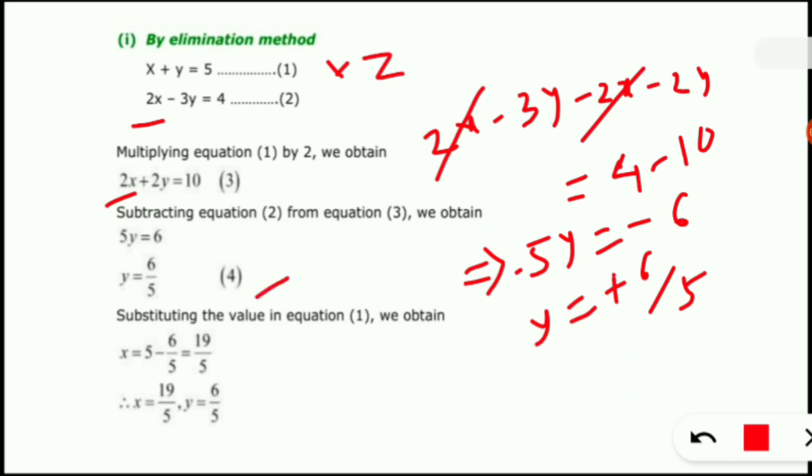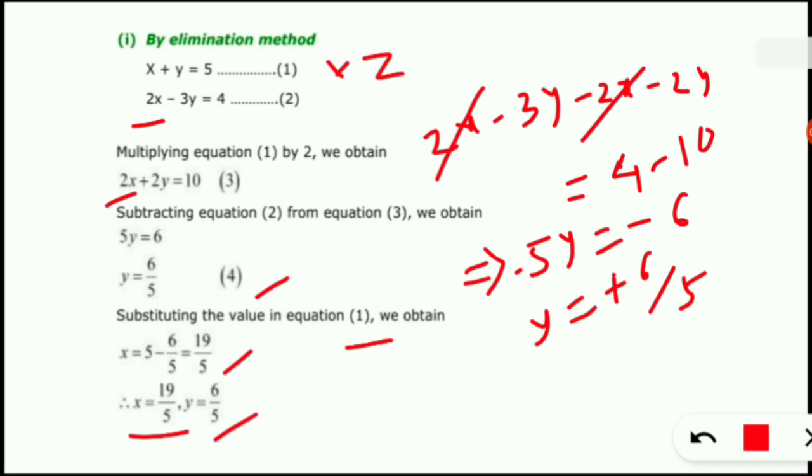Now substituting the value in equation 1, that means we put y equal to 6 by 5 in equation 1. So x plus y equal to 5, so x equal to 5 minus y, that means 5 minus 6 by 5, so 19 by 5. So x equal to 19 by 5 and y equal to 6 by 5. Clear?